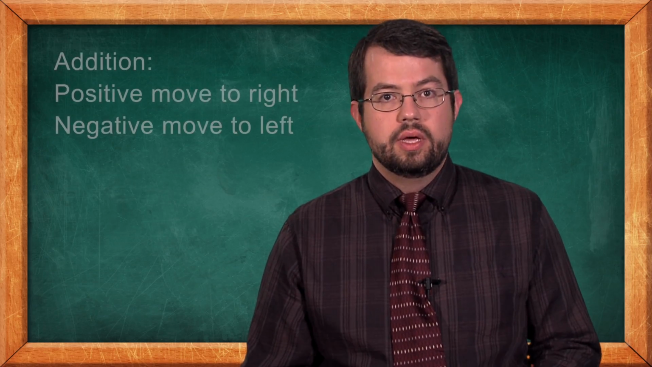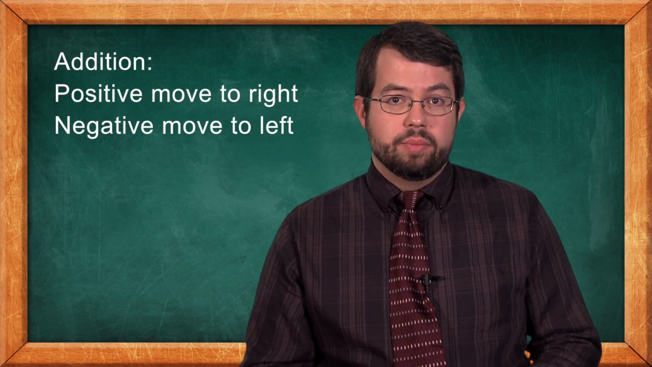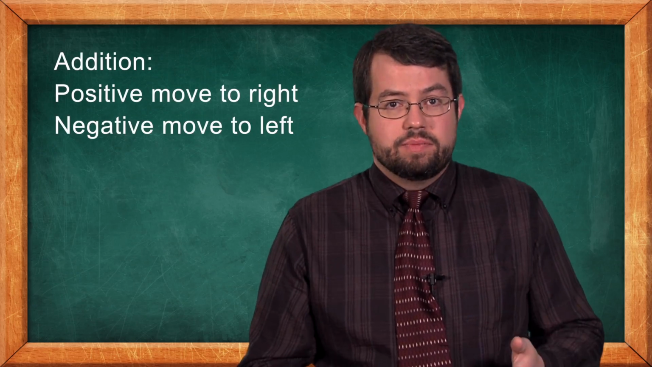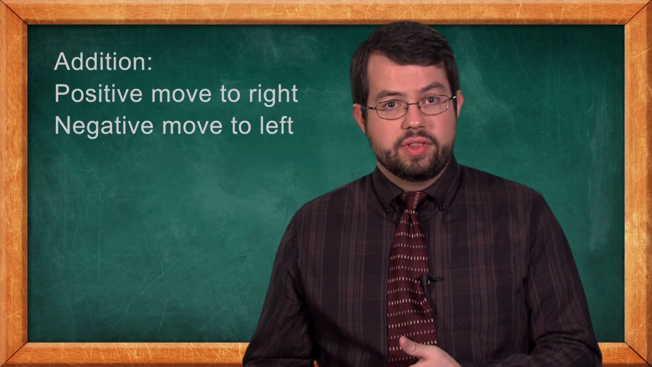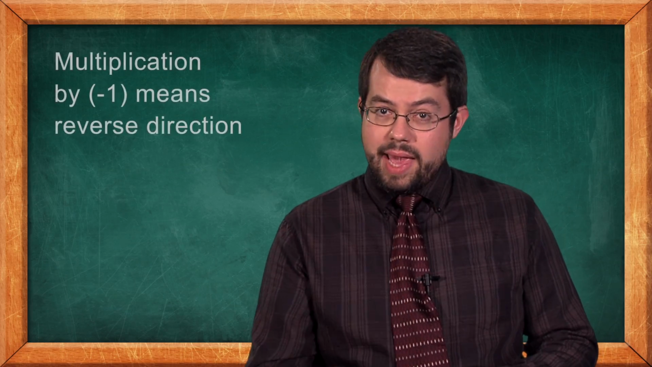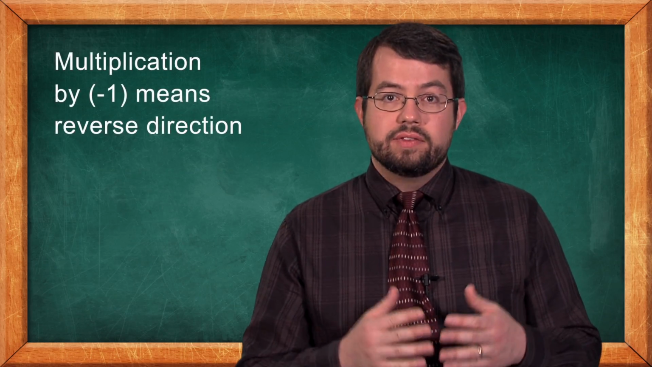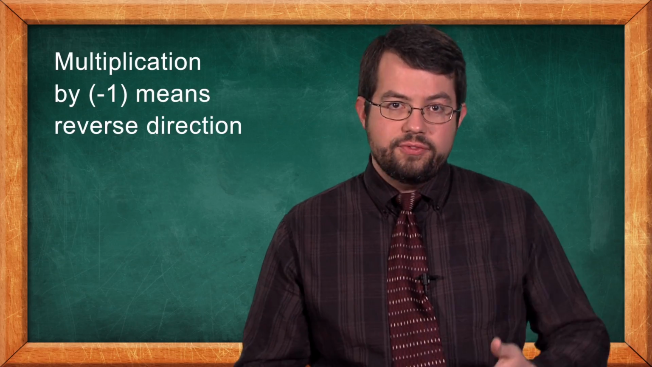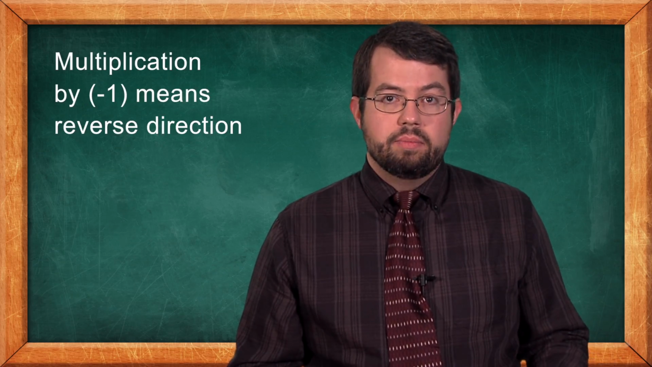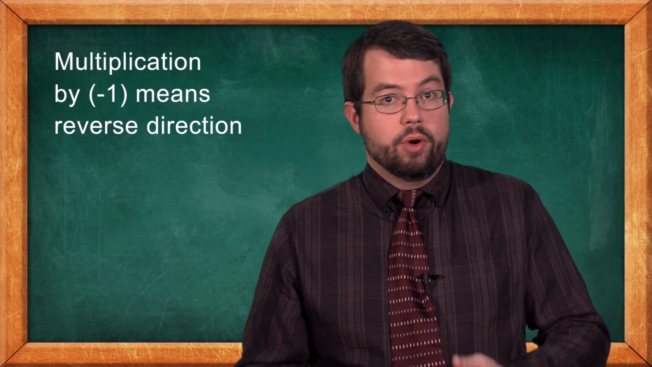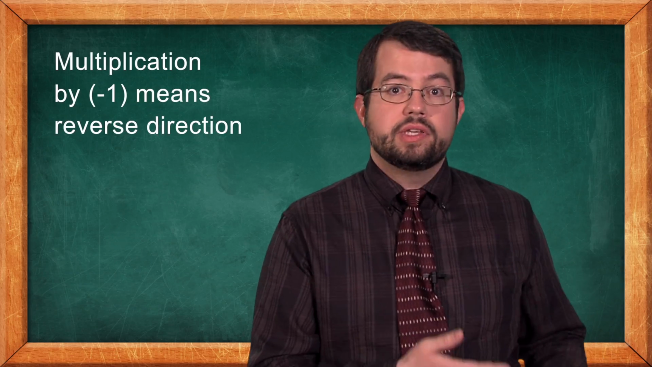Now it's worth observing again how this interpretation shows that multiplication is different from addition. When adding positive and negative numbers on a number line, positive just means move to the right and negative means move to the left. Multiplication by -1, however, means reverse the direction. If the length pointed to the right to begin with, make it point to the left. And if it pointed to the left at first, make it point to the right.